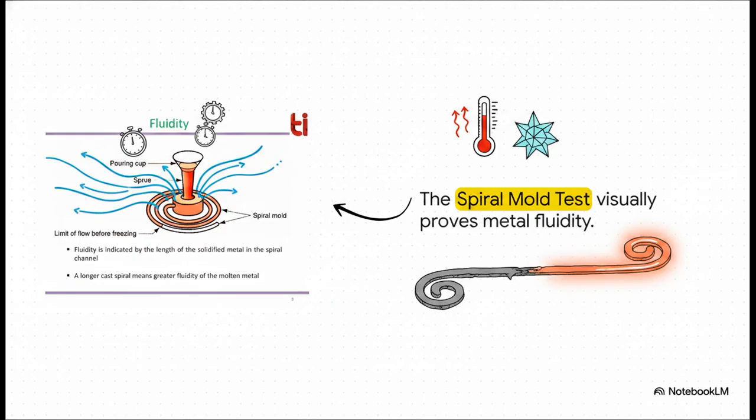They pour molten metal into a central sprue and let it flow outward into a spiraling channel. It's a literal race against the clock. The metal keeps flowing until it loses enough heat to freeze solid. So visually, a longer cast spiral definitively proves that a specific metal has greater fluidity.